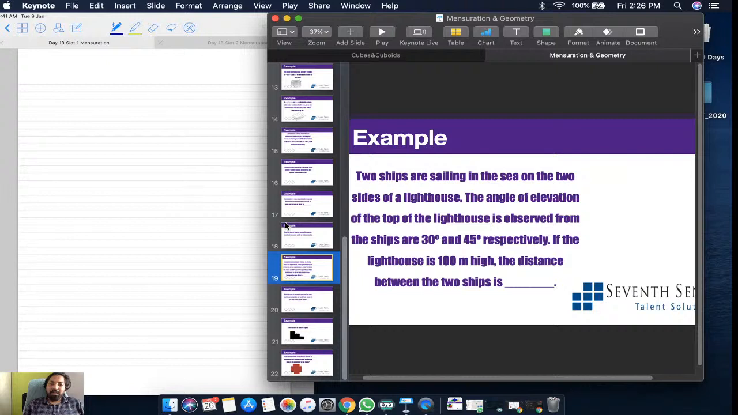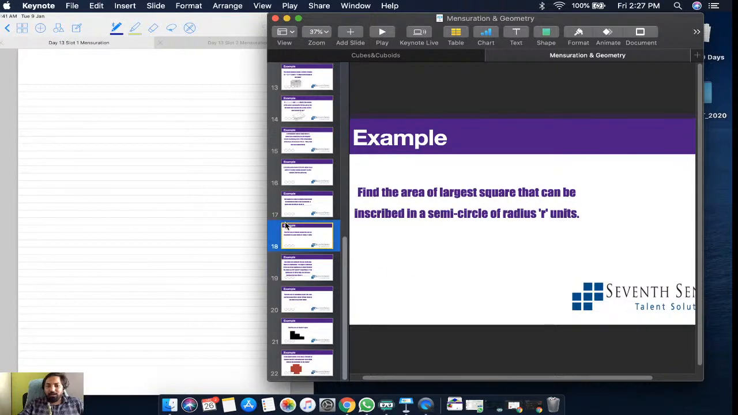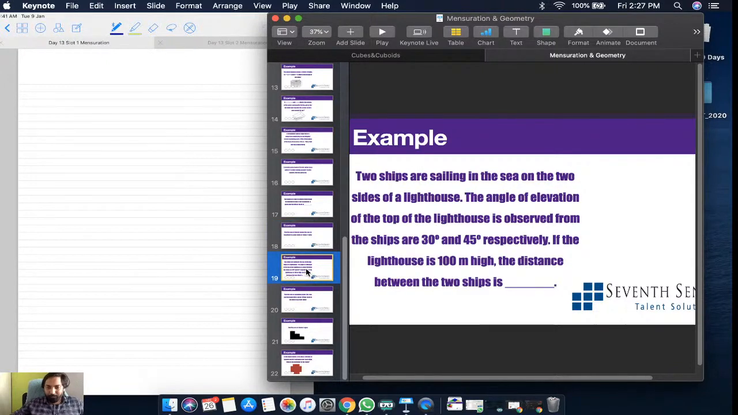Two ships are sailing in the sea on the two sides of a lighthouse. The angles of elevation of the top of the lighthouse observed from the ships are 30 degrees and 45 degrees respectively. If the lighthouse is 100 meters high, find the distance between the two ships.